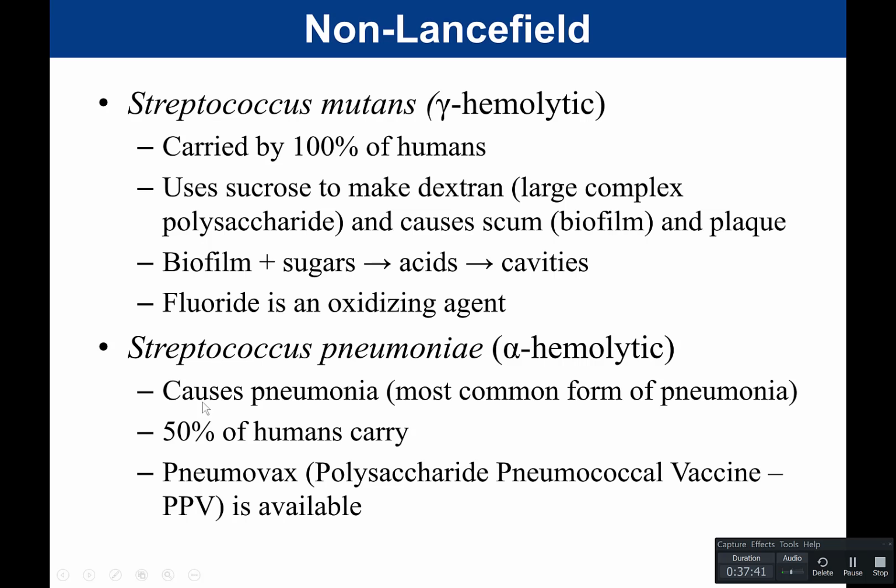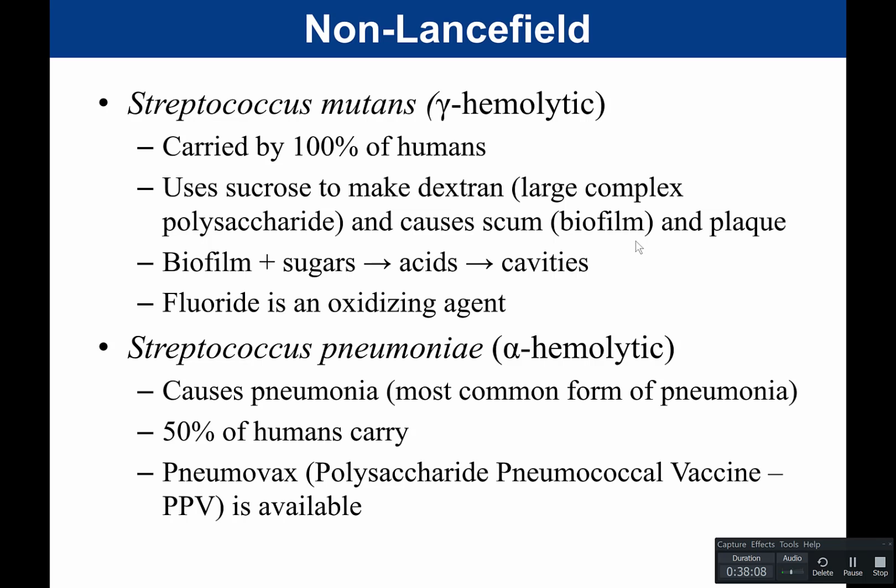And then our last two of our 5 that we would test would be our Streptococcus mutans, again, carried by 100% of people, and it's the cause of cavities. And so it's going to use sucrose, which is table sugar, to make dextran. And dextran is a large complex polysaccharide, and it causes this biofilm and plaque to form.